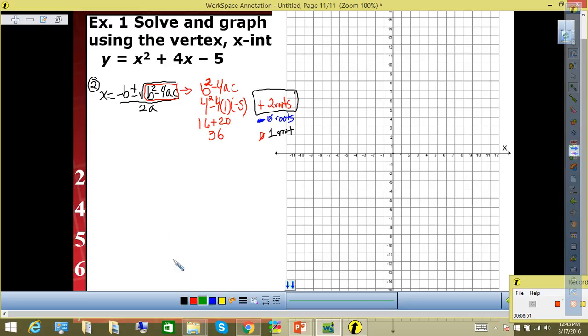Okay. So, step 3. Use a quadratic formula to solve for the x value of the vertex. So for step 3, I'm going to write vertex, and I'm doing this in green.